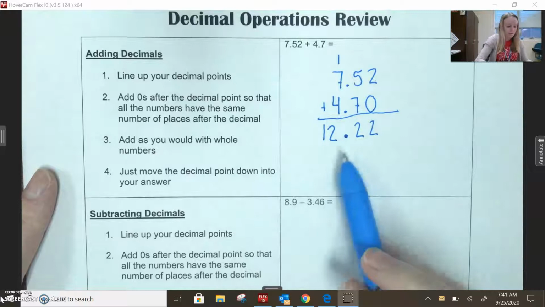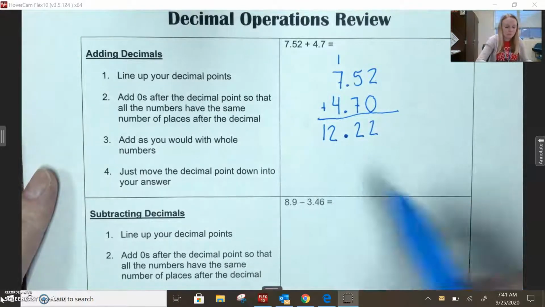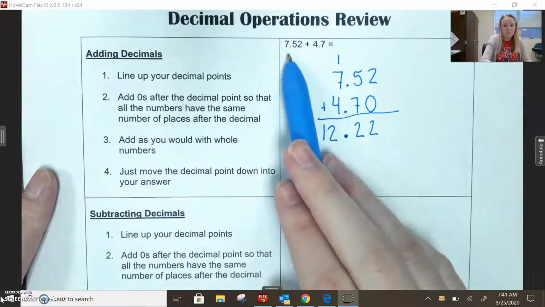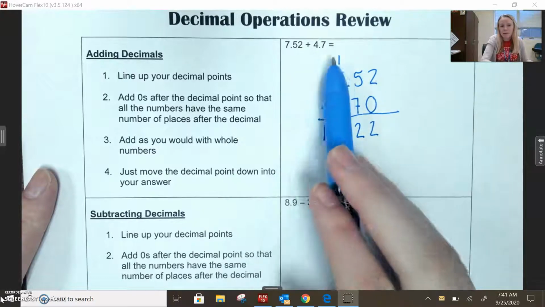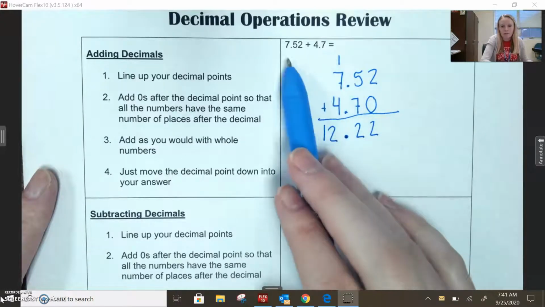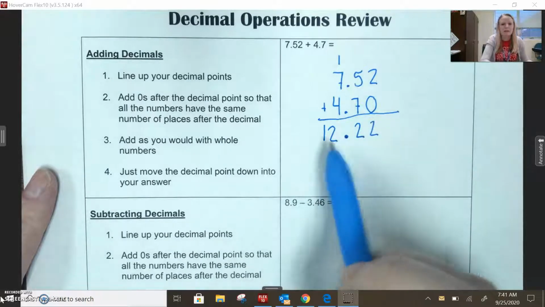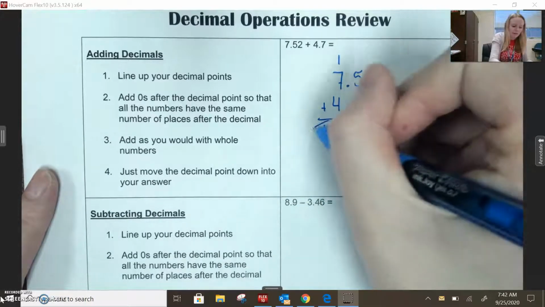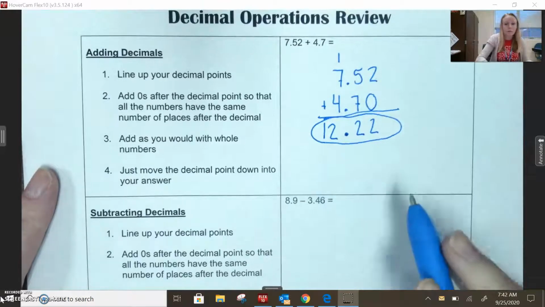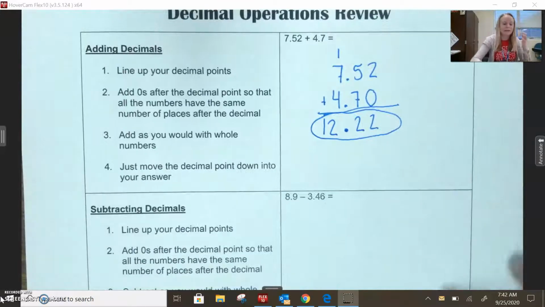So then we have 12.22 here. If you look at the original problem, 7.52 is about 7, 4.7 is about 4, so 7 plus 4 is about 11, so your answer should be somewhere near 11. 12.22 is definitely near 11, so that's how you can use estimation to check your answer.